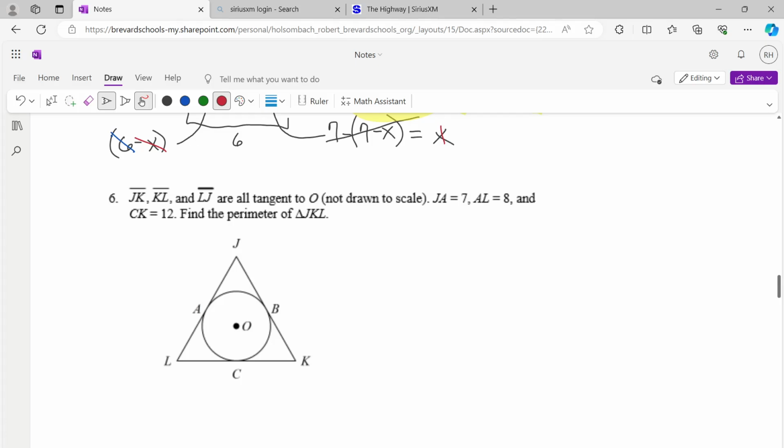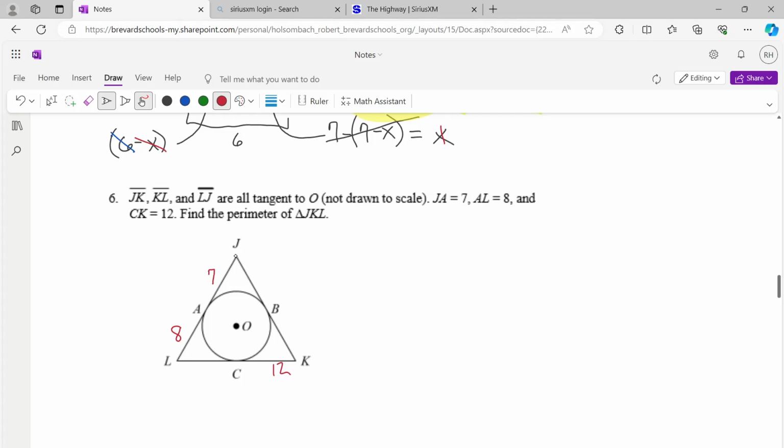All right, problem number 6. JK, KL, and LJ are all tangent, not drawn to scale. JA is 7. A to L is 8. C to K is 12.